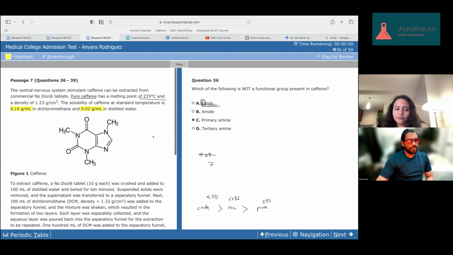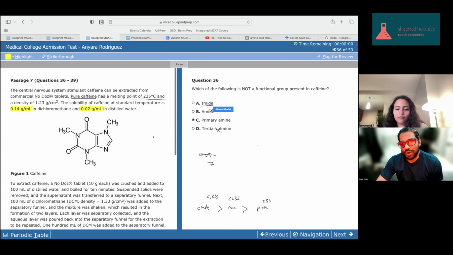Okay. So this could be a good example of what to do when you don't know. Because that's also going to be the reality of the MCAT. You're not going to know everything, but you want to still make the best decision you can. And that comes with doing an appraisal of how confident you are in the choices. So for instance, we know amides are here. We know tertiary amines are here, right?